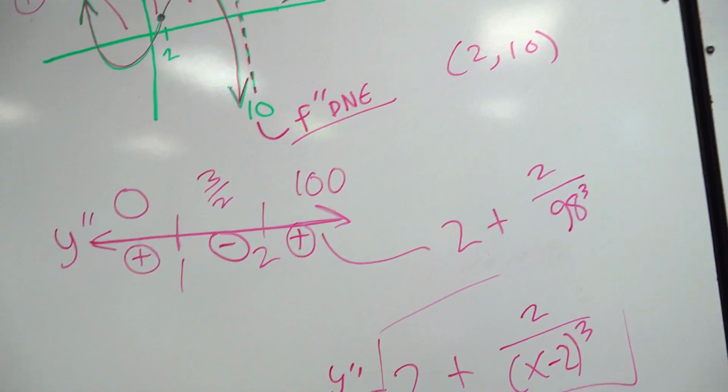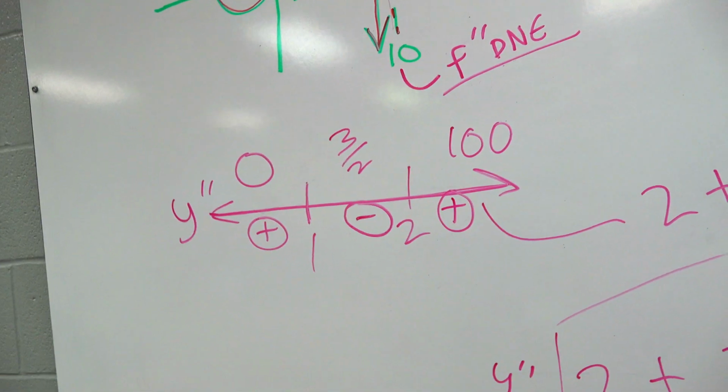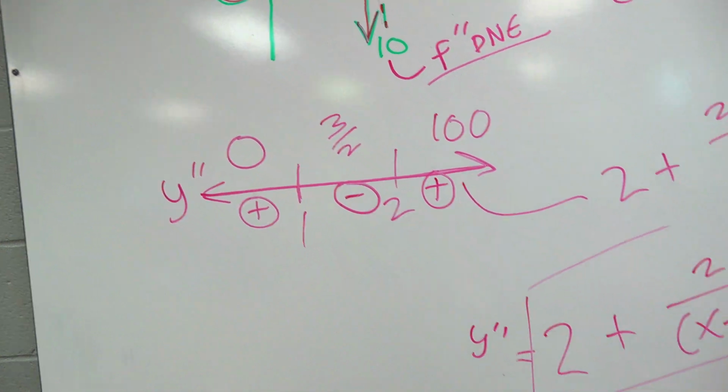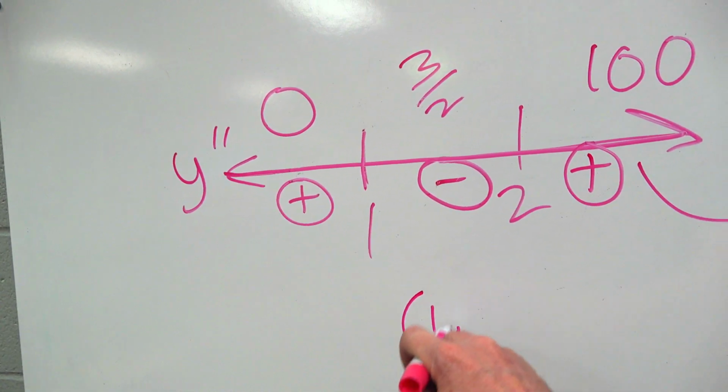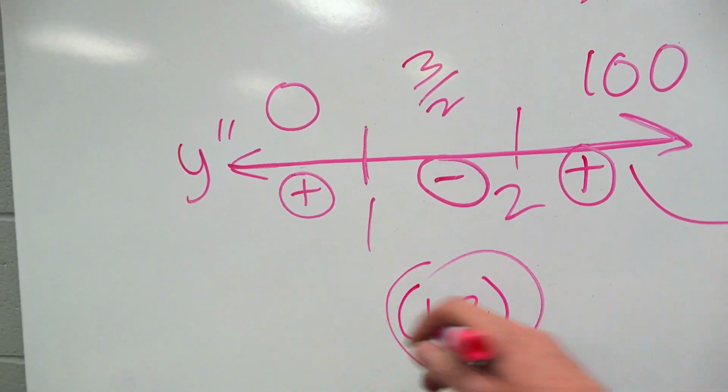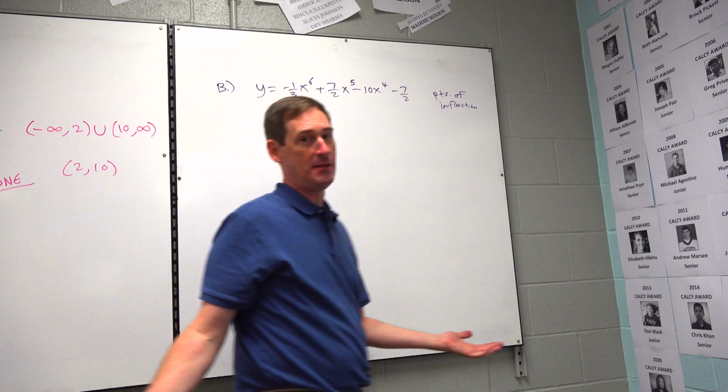Okay, final answer. Where is this graph concave down? Where it's negative on the double derivative. Parentheses, 1 to 2 parentheses, you're done. It's just that easy, my friends.